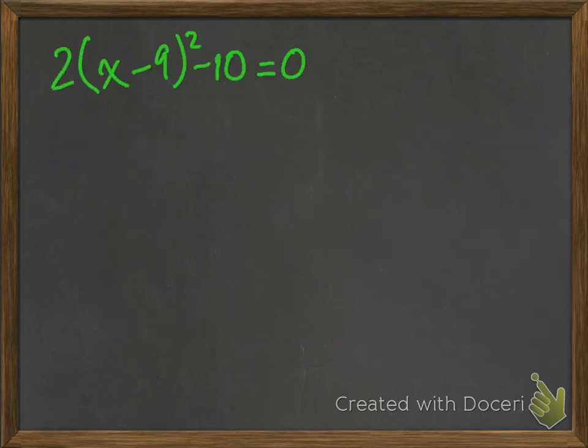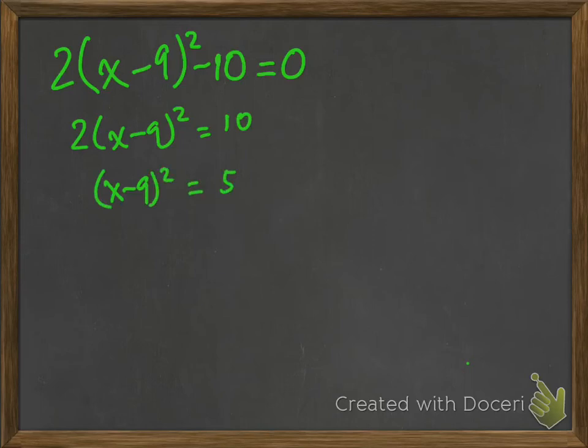All right, so there you go. See it's the same structure, a vertex form style equation. You would probably add 10 to both sides and then divide both sides by 2, and that gives you this, x minus 9 squared equals 5. Okay, so far so good, and you're still going to be taking the square root of both sides. So you know you're going to get x minus 9 all by itself on the left side, but what is the square root of 5?